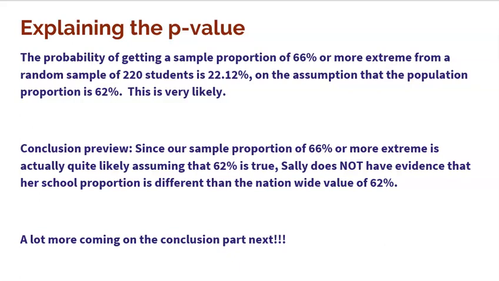But we're going to talk a lot more about the conclusion in the next topic. So stay tuned. That's it. Basically, step 3 is finding the z-score, which we also call test statistic, and the p-value.